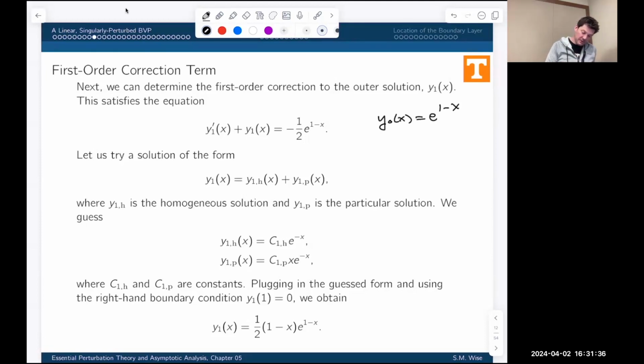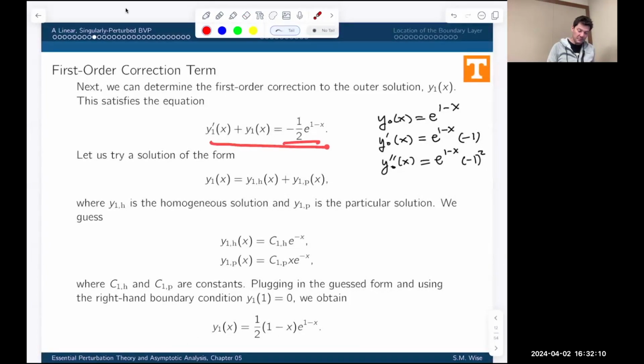So when we put it on the right-hand side, we have to take two derivatives of that guy. All right, so the first derivative is going to be what? It's going to be e to the 1 minus x times minus 1, right? And the second derivative is e to the 1 minus x times minus 1 again, minus 1 squared. So I think I did get it okay. So that's what goes on the right-hand side. So this is the equation we want to solve.